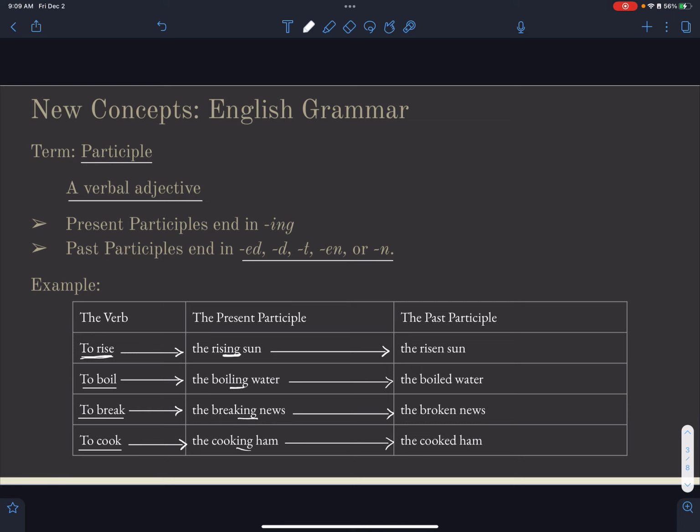May I? Okay. All right, again. Get the last one? Okay, good? All right.